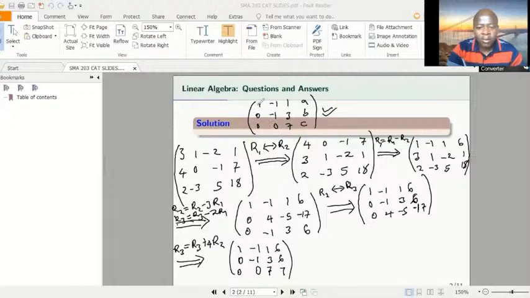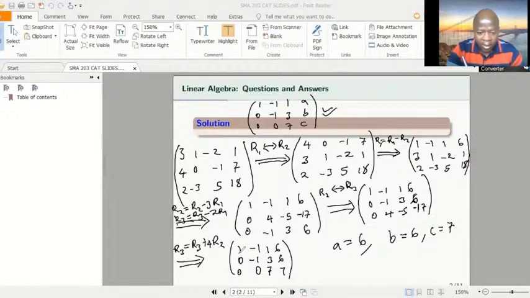Because I wanted to achieve 1, -1, 1, A. So my A is 6. I also wanted to achieve 0, -1, 3, B. So my B is 6. I also want to achieve 0, 0, 7, C. So my C is 7. So then the question says that once you've gotten A, B, and C, now find the values of X, Y, and Z.